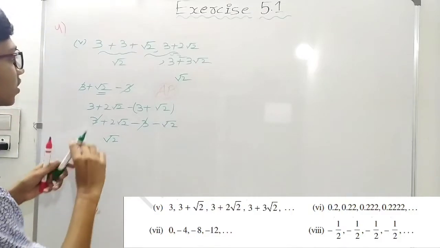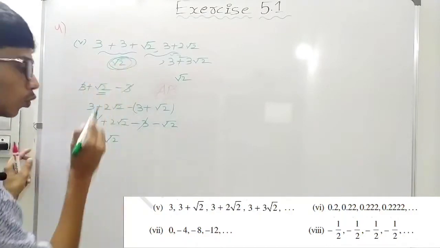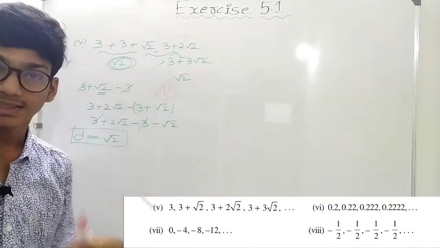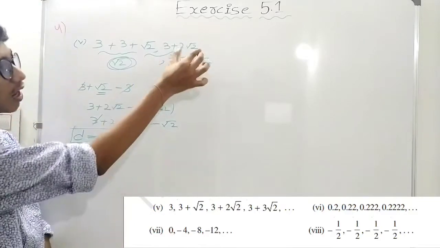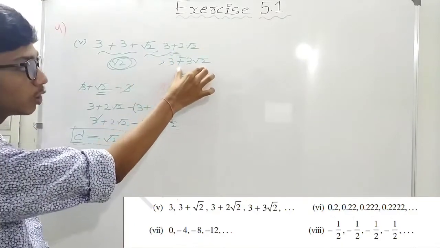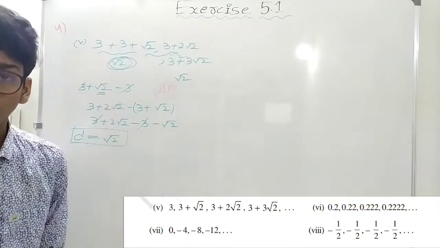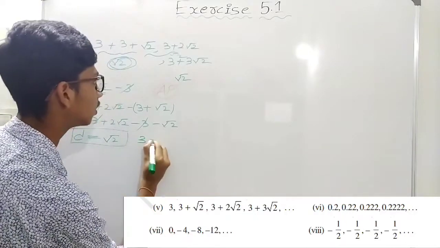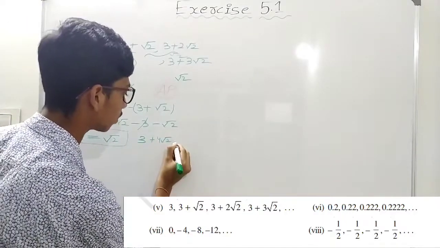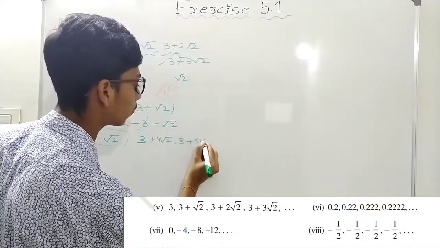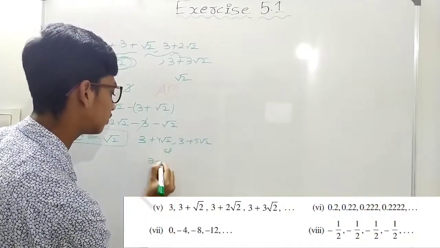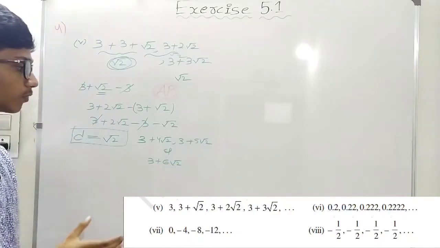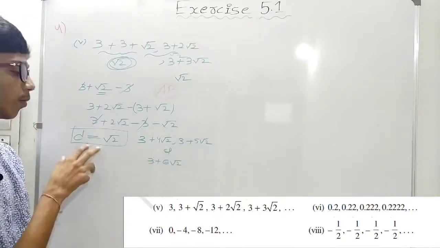So what is the common difference here? We have already found, that is root 2. So the common difference is root 2. And for the next three terms, simply add the common difference to the last term. The last term is 3 plus 3 root 2. If you add root 2, 3 plus 4 root 2. And then next 3 plus 5 root 2. So the next three terms are 3 plus 4 root 2, 3 plus 5 root 2 and 3 plus 6 root 2. Check that you also got these values and the same common difference.